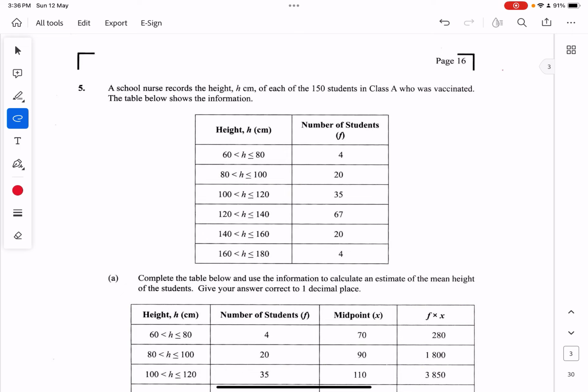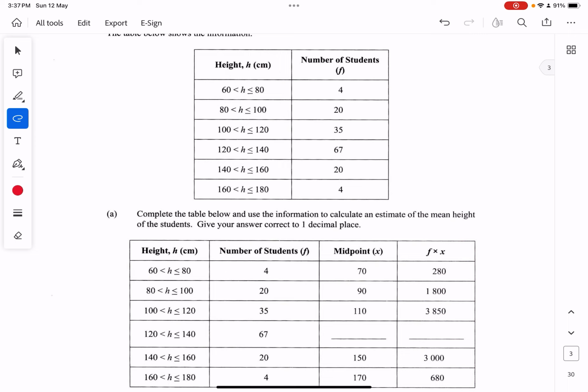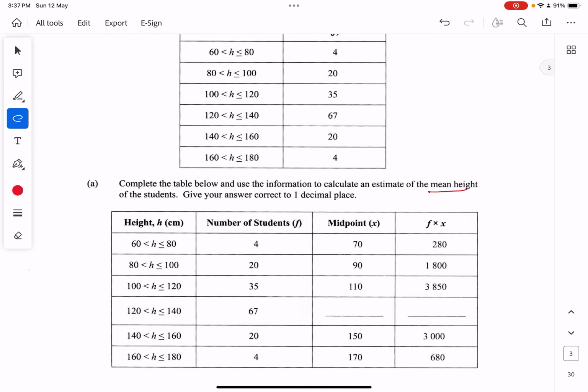A school nurse records the height in cm of each of the 150 students in the class. So this is important information. It tells you what your total frequency is. So if you need to find your mean, this is going to be your sum of f. In class A, who were vaccinated, the table below shows the information. Complete the table below and use the information to calculate an estimate of the mean height, and give your answer correct to one decimal place. So again, they want the mean height.